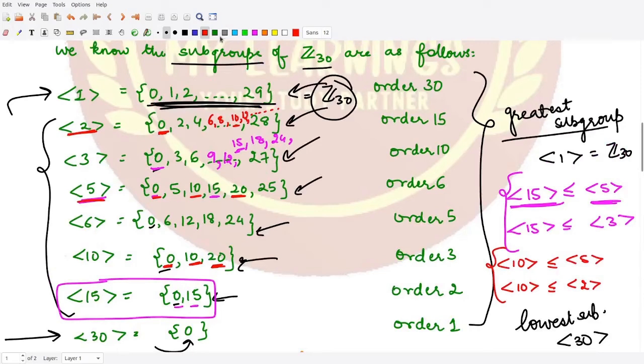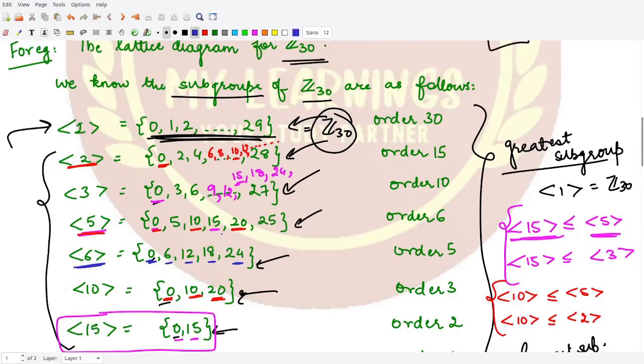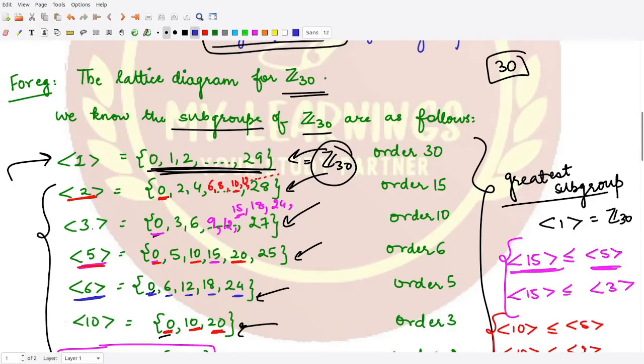What about the subgroup generated by 6? It contains the elements 0, 6, 12, 18, 24, which are multiples of 6, right? So can you see all these elements somewhere else also? Yes, all these elements are present in the subgroup generated by 3. We have 0, we have 6, we have 12, we have 18, next we have 24, right? So all the elements are there.